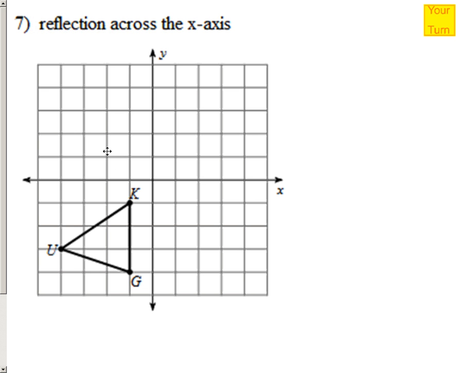Two more just to get your level of comfort up with this. This time our line of reflection is the x-axis, so you might want to sketch this out and then carefully go through and try to reflect it. Hit play when you're ready to see the final object.